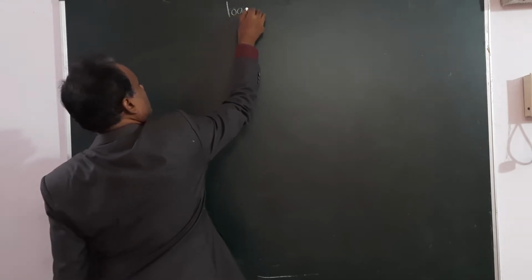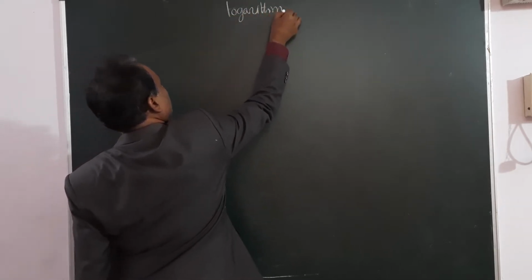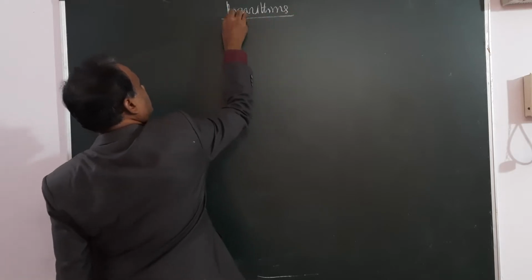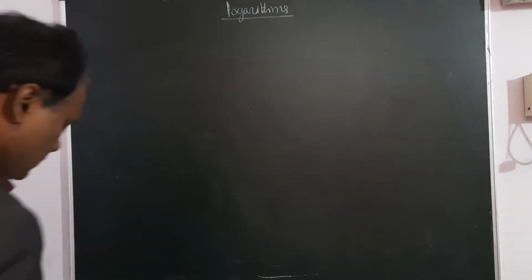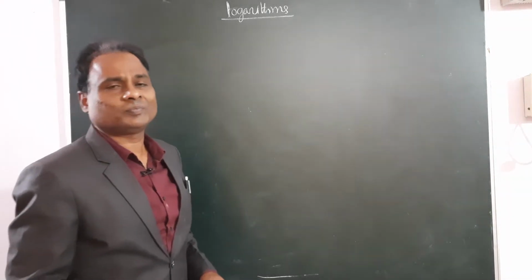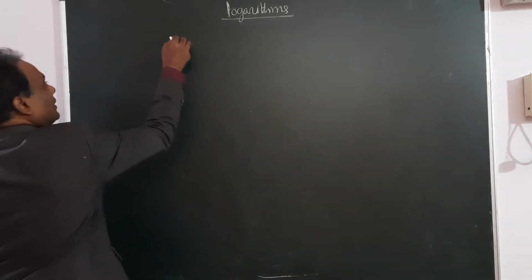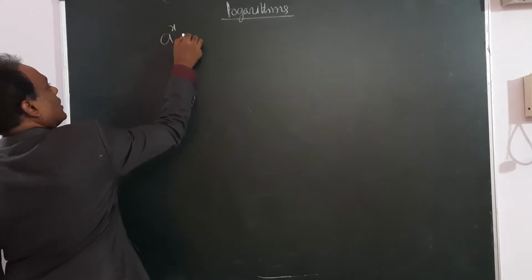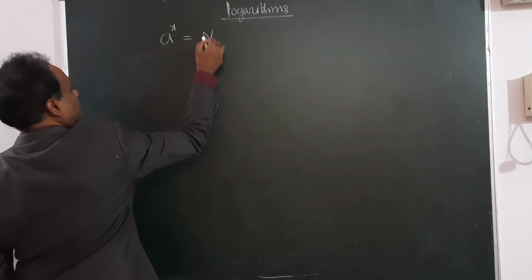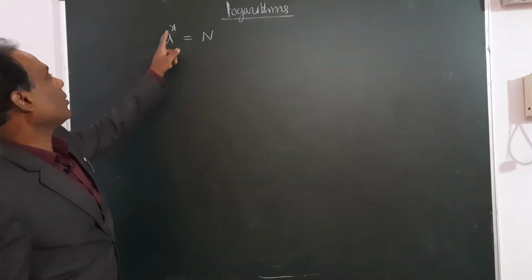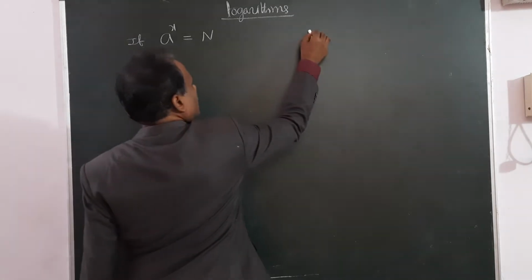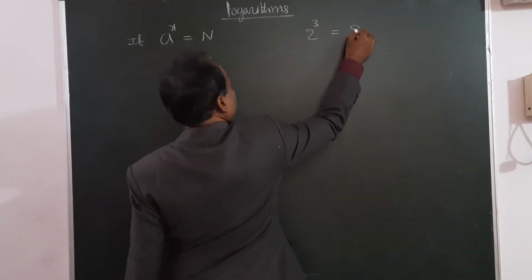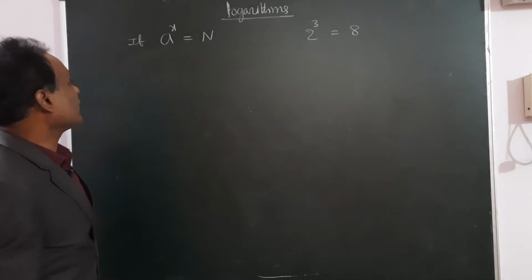Logarithms. So here, this is the exponents concept. a power x is equal to n. Say a power x is equal to n, that means for example 2 power 3 is equal to 8, like this.